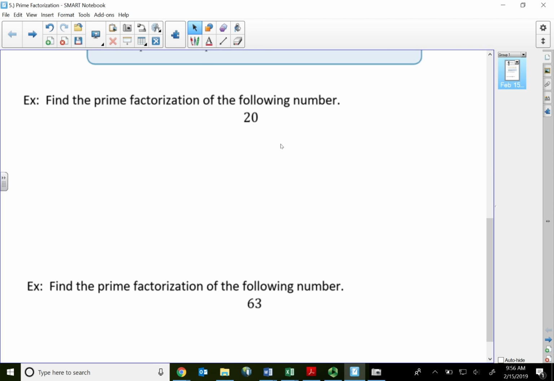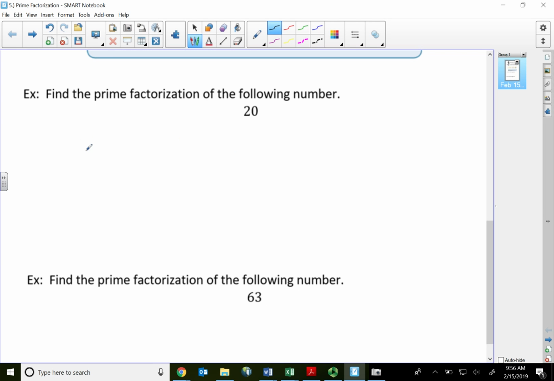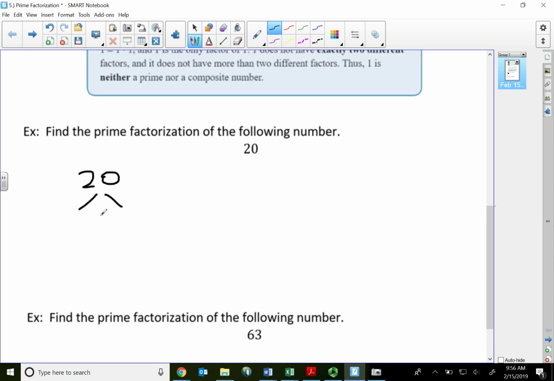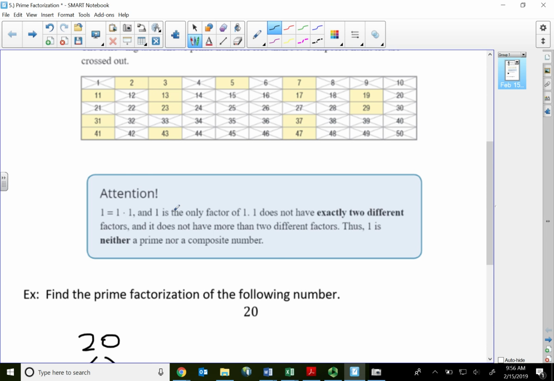So I'm going to start you off with an easy one, like the number 20. There are a couple different ways to write this out. Some teachers teach the tree method. Okay, so you put a 20 up here, and then you get yourself a couple of branches. Find me a prime number that can go into 20. So remember now, we just want prime numbers.